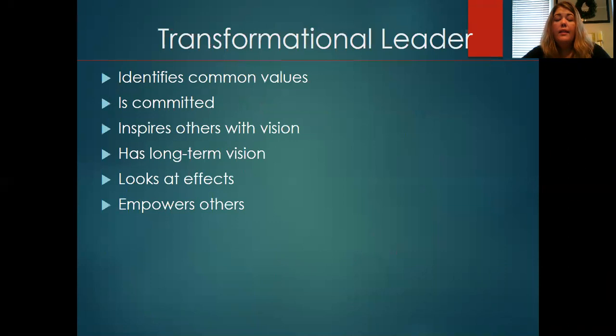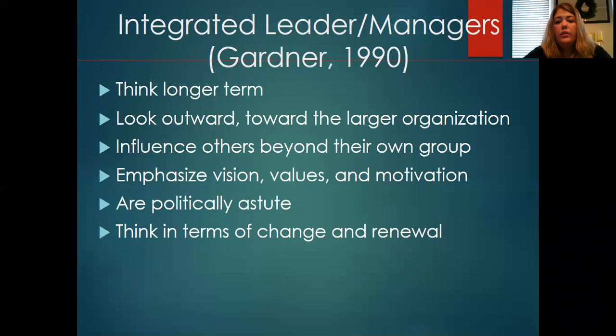So integrated leader-managers, your gardener, think long-term, look outward toward the larger organization, and influence others beyond their own group. So you may be working in one unit and you implement this change, and another unit sees what you guys did and they're like, oh, that's amazing. We want to do that too. They emphasize vision, values, and motivation. They are politically astute. They think in terms of change and renewal.